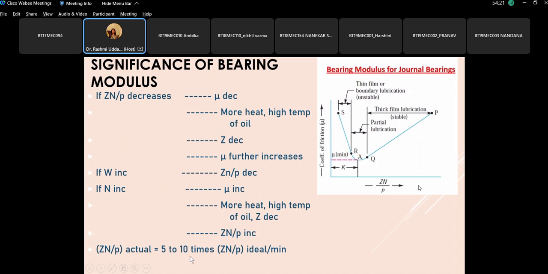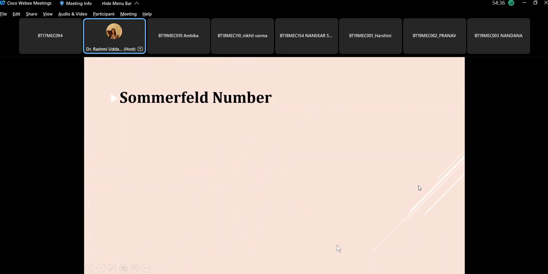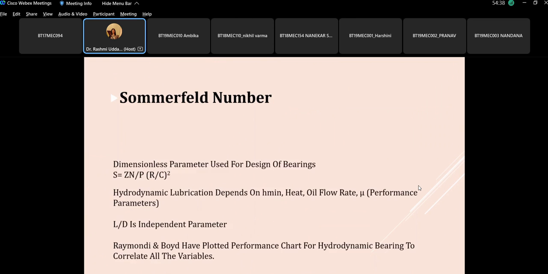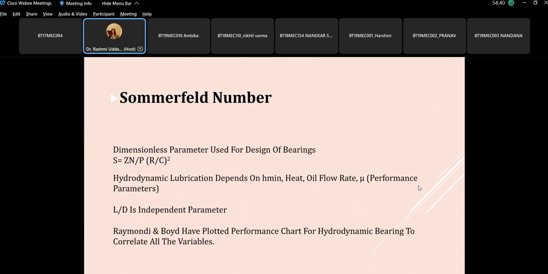So if the value of Zn by P is not given in the numerical, we pick up the value from the design data book, we multiply it with 5 times or 8 times or 7.5 times, and that is the value we'll be using for our actual numerical or for actual designing. There is another important number which is Sommerfeld number. I told you there are so many variables here and some of the variables will be given in the problem.